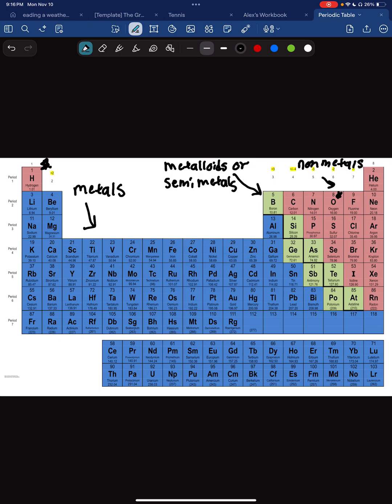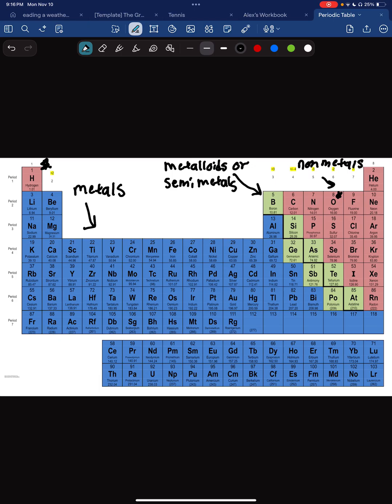Then the question: the elements touching the stair step, so touching that black line in the stair step, those are known as semi-metals, or metalloids.